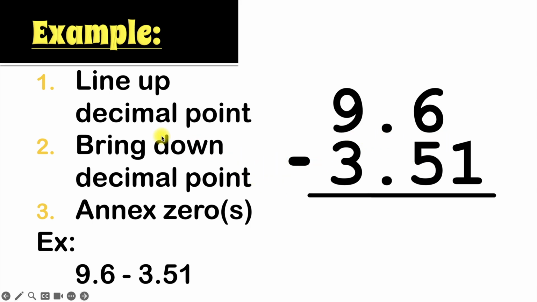And the reason why lining up the decimal point is so important is because when we do that, our place values are properly lined up. Here we have the ones place value, here we have the tens for each number, and here we have the hundredths. Now that that's done, we can go to step number 2, which is to bring down the decimal point.